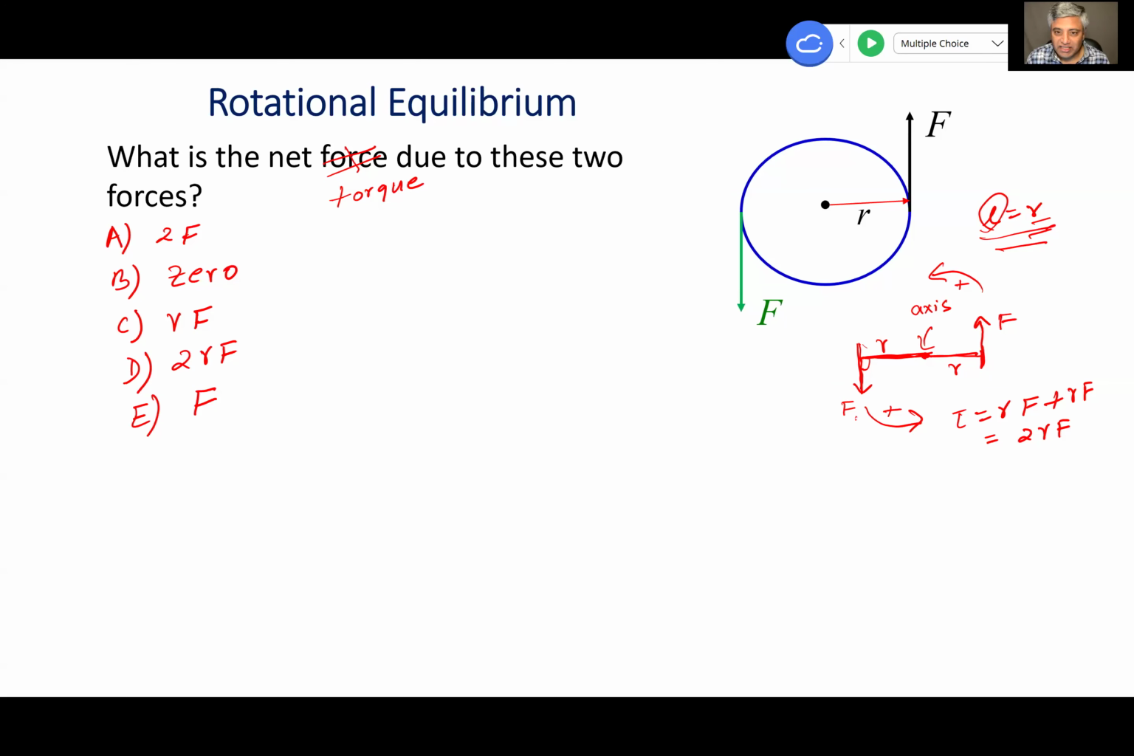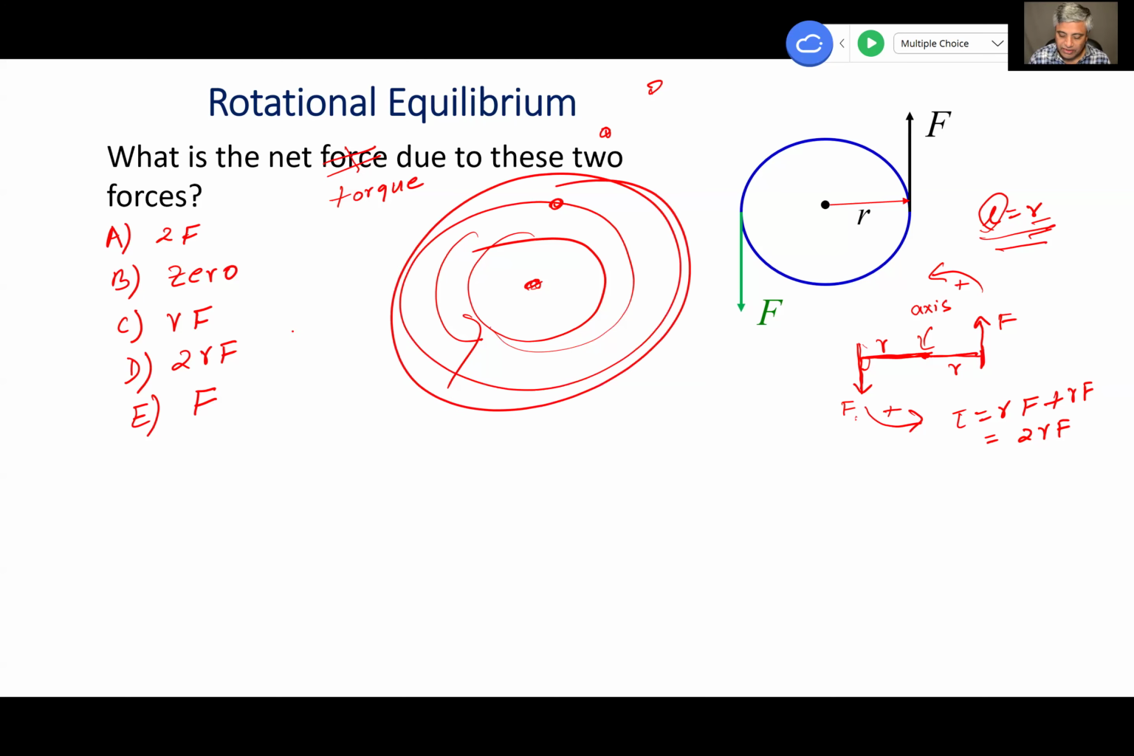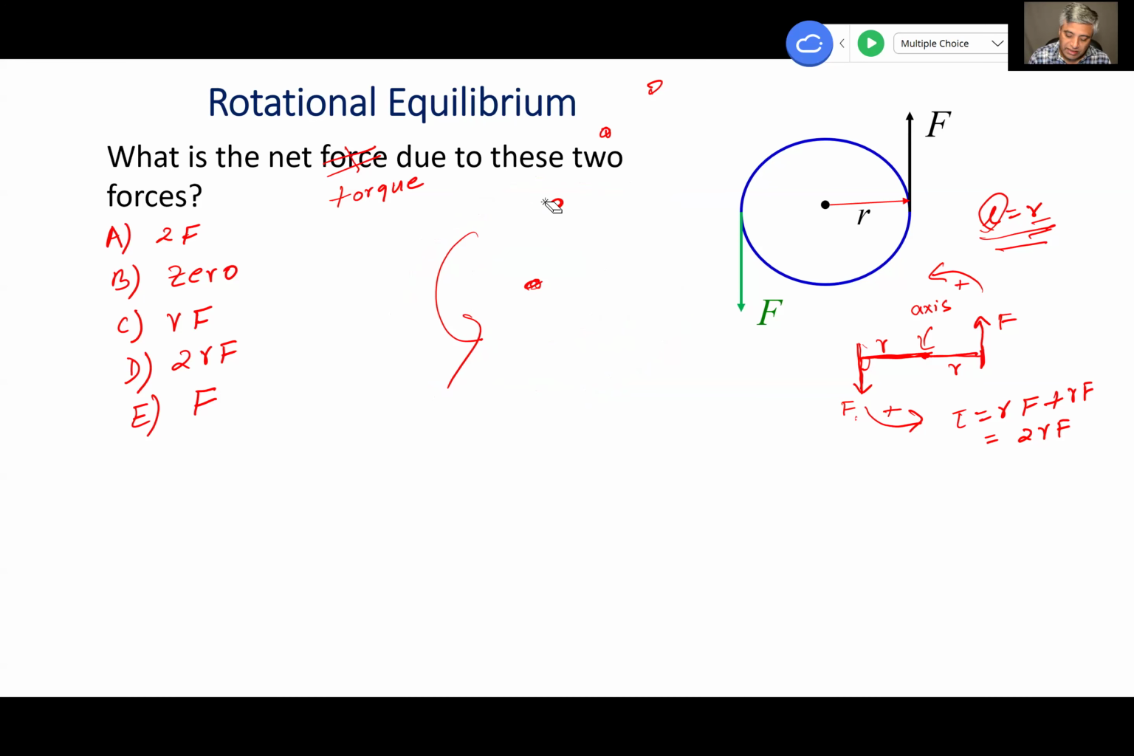So what's the message from here? Net force can be 0, but net torque may not be 0. So what is this object doing then? Net force 0 means this is not moving from one place to another place. Let's say this object is not moving, not translating, okay? But net torque not 0 means this is spinning counterclockwise. It is spinning faster and faster and faster. So that's what it means.